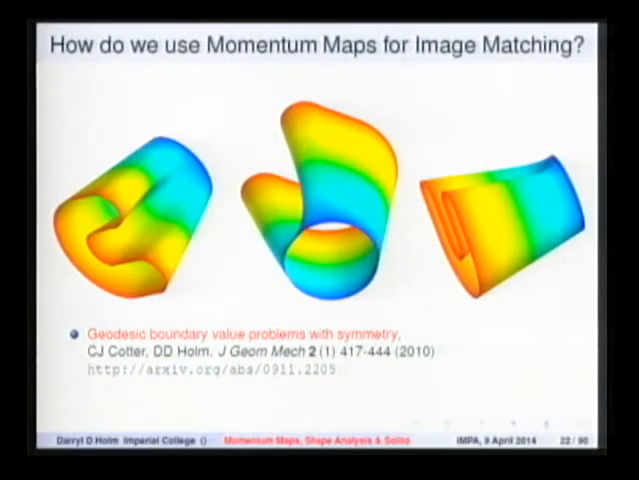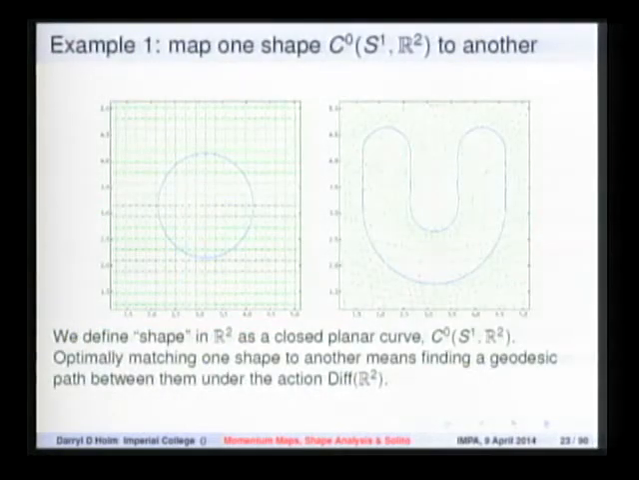Okay, so let's look at an example. This is the example of morphing a U into an O into a U. And Colin Cotter wrote a paper for my birthday where he morphed a D into an H. Okay, so how do you do this? It's going to start in some circular form, and it's going to be mapped into the U shape. And you can see that the reference coordinates are going to be moved around. So this is a change by the left action of the diffeomorphisms.